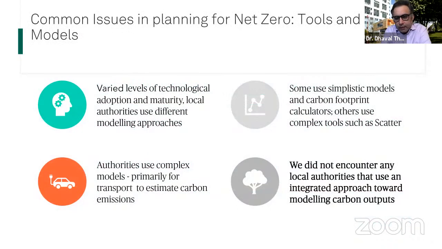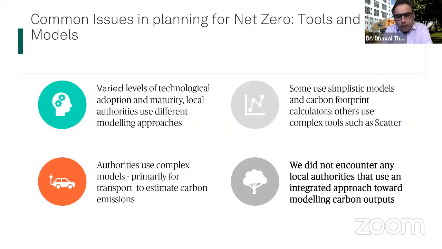So the next set of issues are categorized as issues with tools and models. Once again, we identified that there is a very varied level of technological adoption and maturity across different local authorities. Some use simplistic models, and a lot of them use carbon footprint calculators, while others use complex tools such as SCATTER, which is a tool that was often mentioned in our discussion as well.